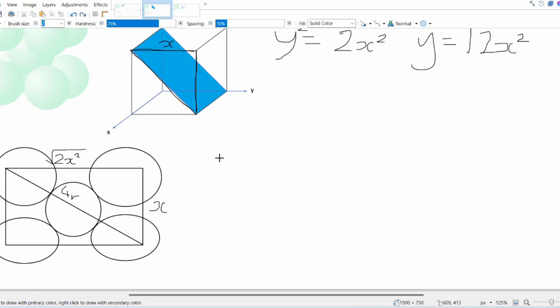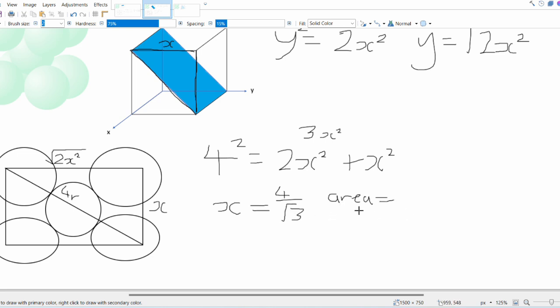Now, we need to find out what x is. So basically, we know that the hypotenuse is 4r. So 4 squared should equal 2x squared plus x squared, which is just 3x squared. So therefore, x equals 4 over root 3.